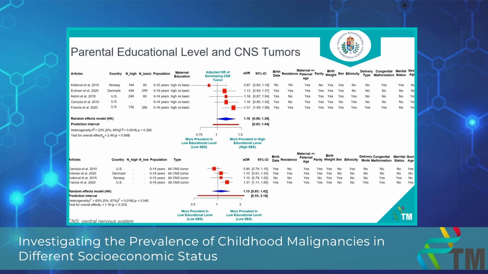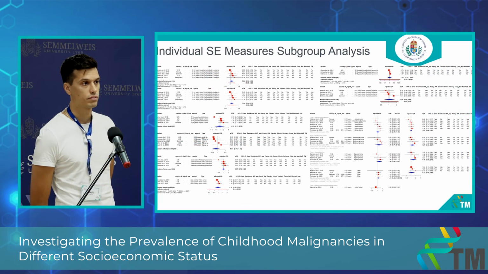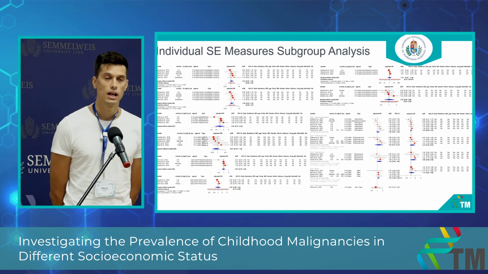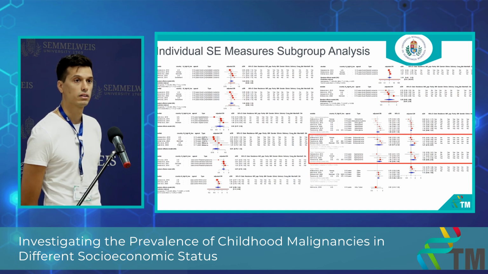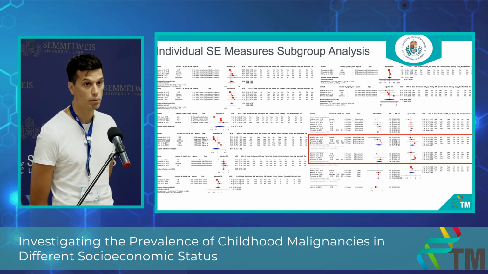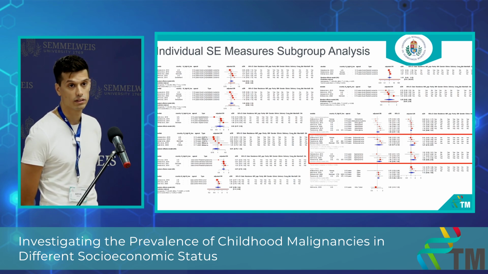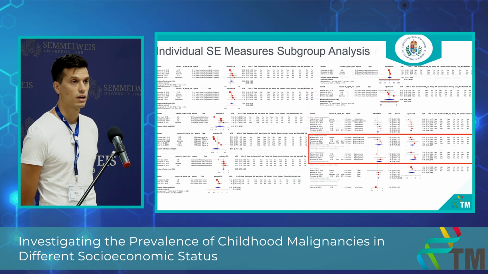In the second figure, the parental education and the central nervous system tumors are shown. As you can see, our findings are still not statistically significant, but there is a visible tendency toward high socioeconomic settings, indicating that in high socioeconomic settings, childhood central nervous system tumors could be more likely to occur. We have the chance to run multiple subgroup analyses. As you can see, most of our analyses didn't show any significance, but in case of central nervous system embryonal tumors and ependymoma, there is a trend for high socioeconomic settings.